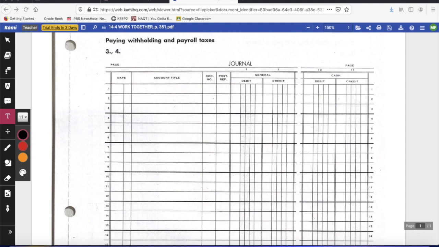Hi guys, today we're going to talk about 14.4, and that's journalizing payment of liability. And it's a lot easier than what we did last week, a lot less tedious. You guys are familiar with journaling. So I'm just going to go ahead and go through the work together problem, which is on page 351.